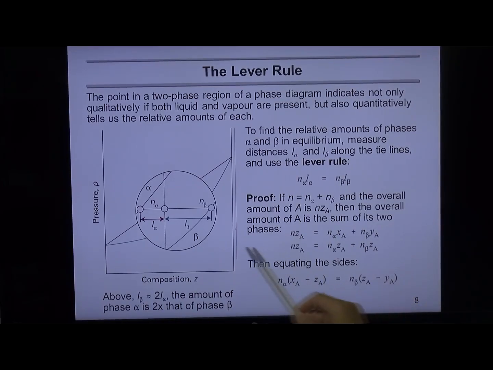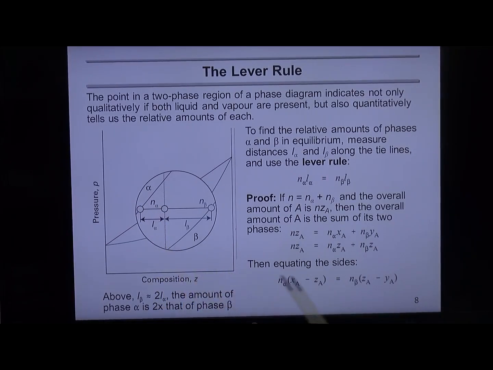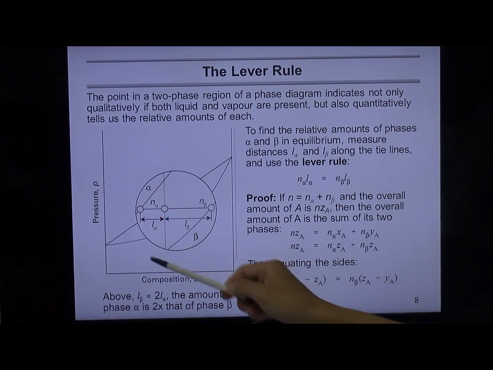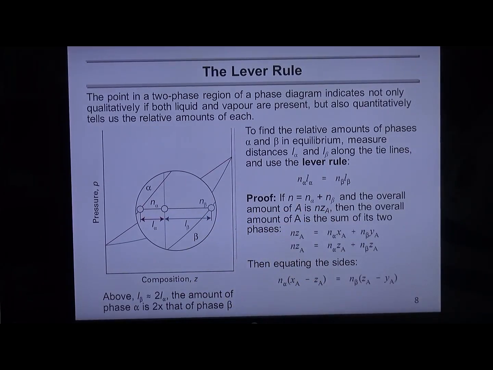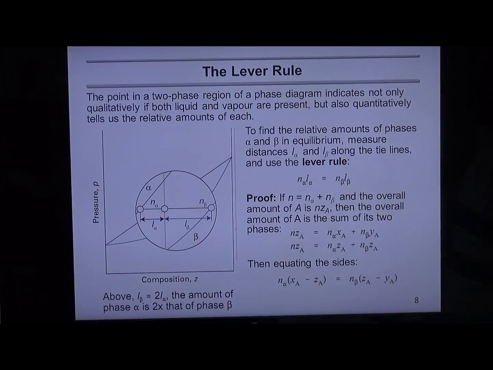XA minus ZA corresponds to this length. ZA minus YA represents this length. All you need is these lengths. Then you can determine the relative amount of material in the two different phases.